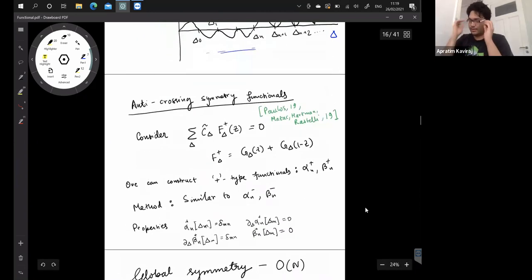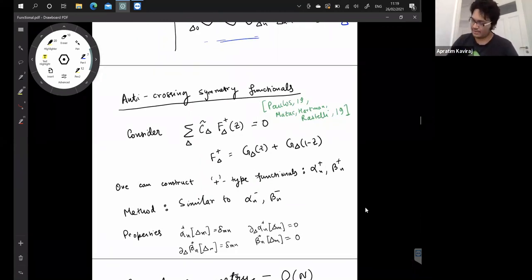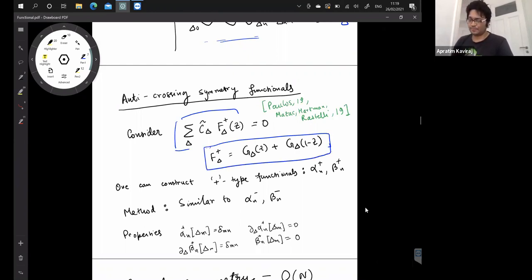And very similar, and well, this is the last slide of my introduction. Here I point out that, quite similar to the minus type function, just like you can have crossing symmetry, you can also have anti-crossing symmetric equations. These involve f plus z's, where f plus z is defined by a positive combination of conformal blocks, and also for these you can have functionals. They are called plus type functionals.